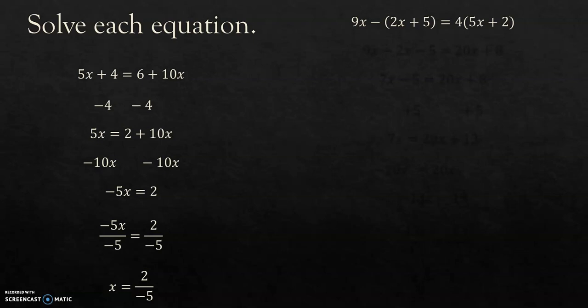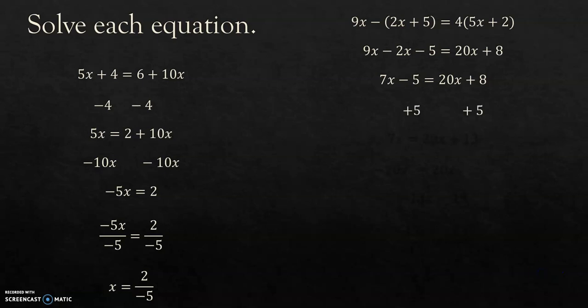9 minus the quantity 2x plus 5 equals 4 times 5x plus 2. Watch the signs. We're going to have to multiply to get rid of the parentheses on the right. 9 minus 2x minus 5 equals 20x plus 8. Combine like terms. 4 minus 2x equals 20x plus 8.